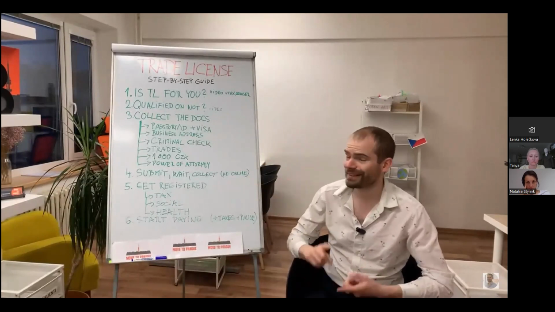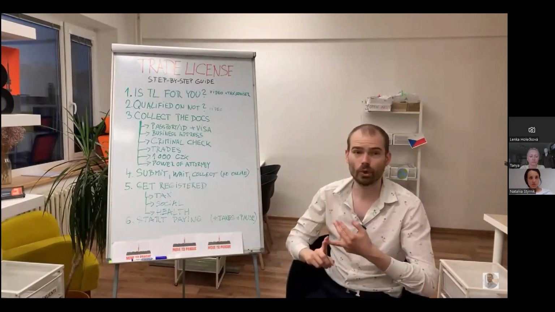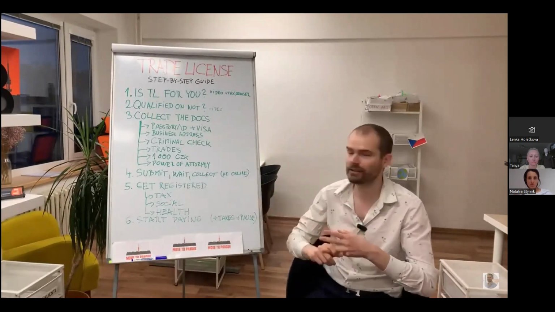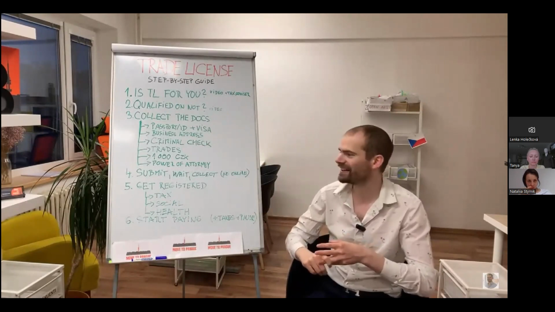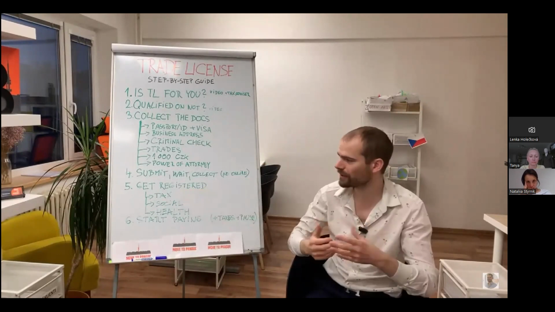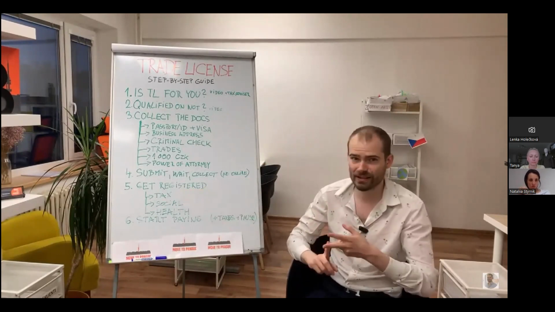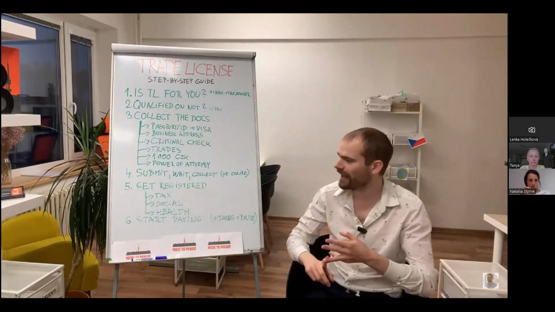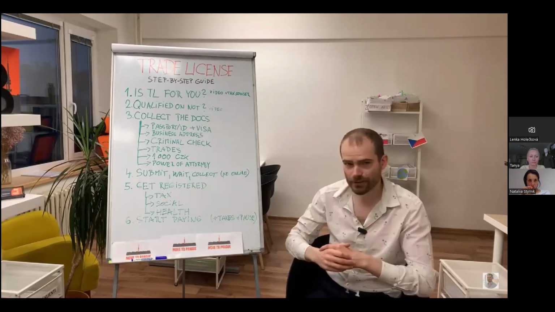Step number four, submit all the documents, wait for the approval of the trade license, and collect it. None of that can be done online at this point in the Czech Republic in 2023. Step number five, get registered with all the relevant subsequent authorities, so tax office, social security, and in some cases also the health insurance. And step number six, start paying everything you're supposed to pay.